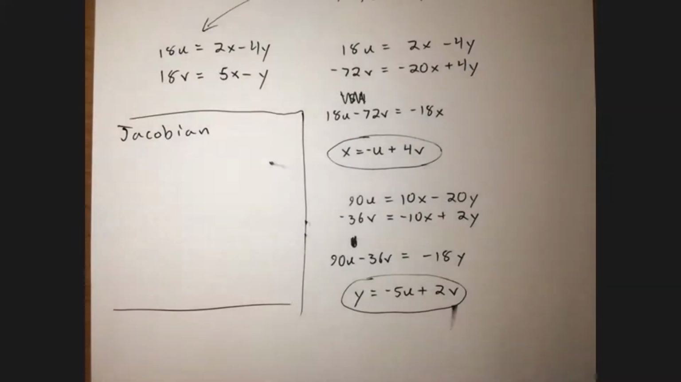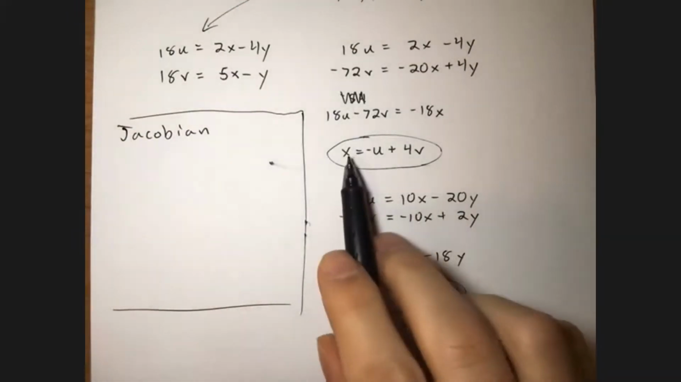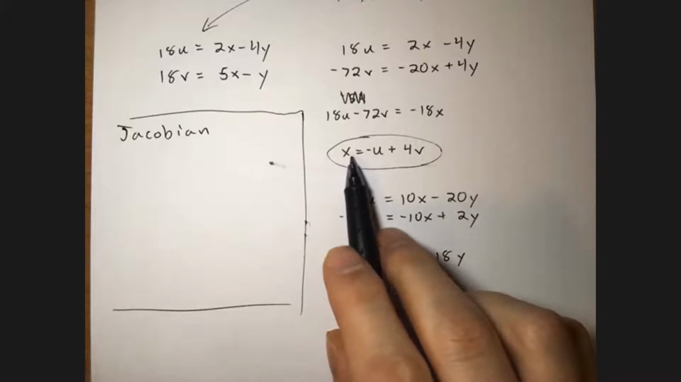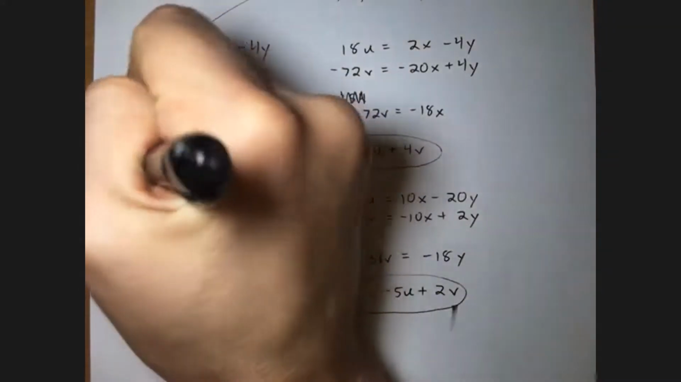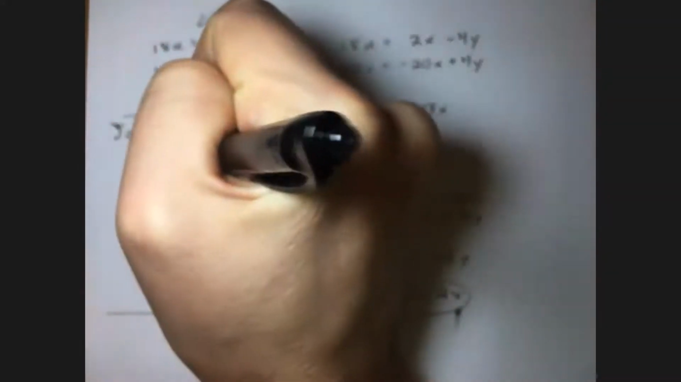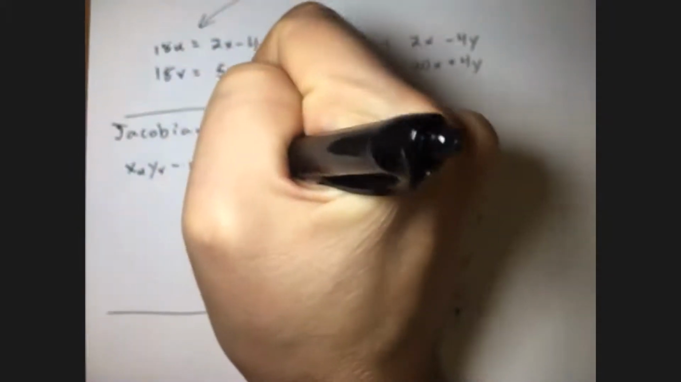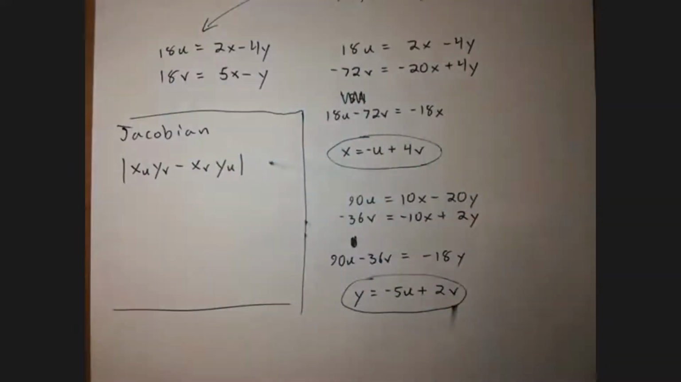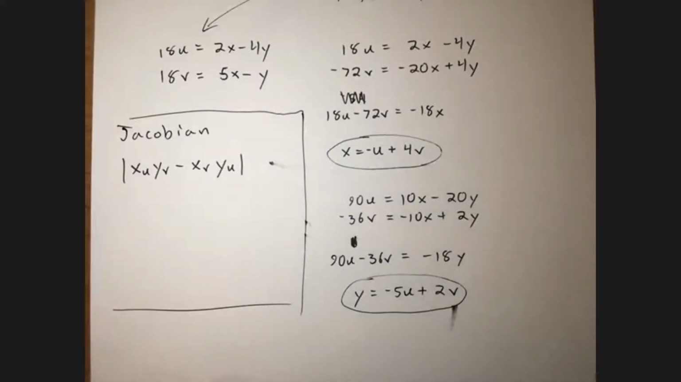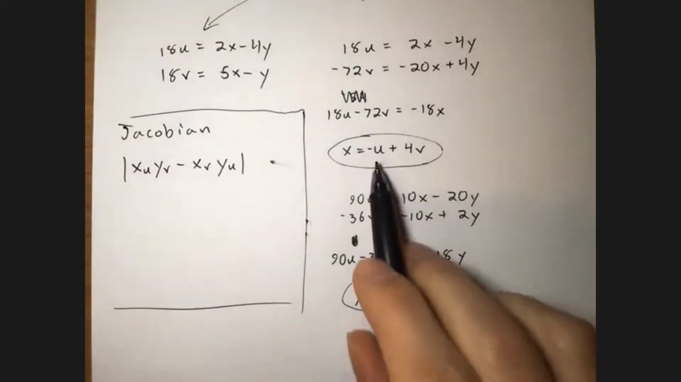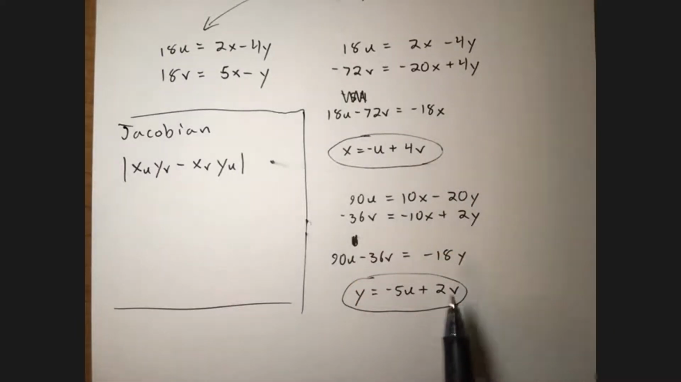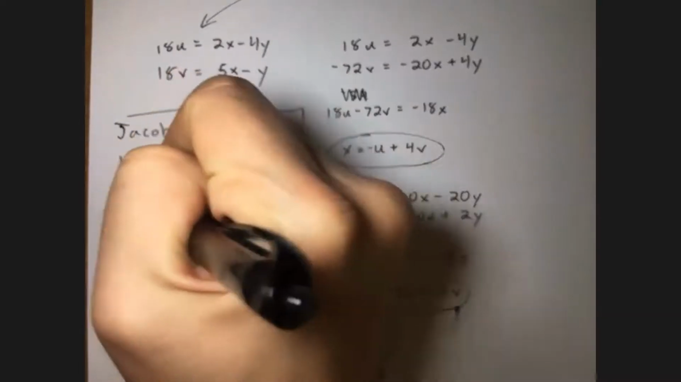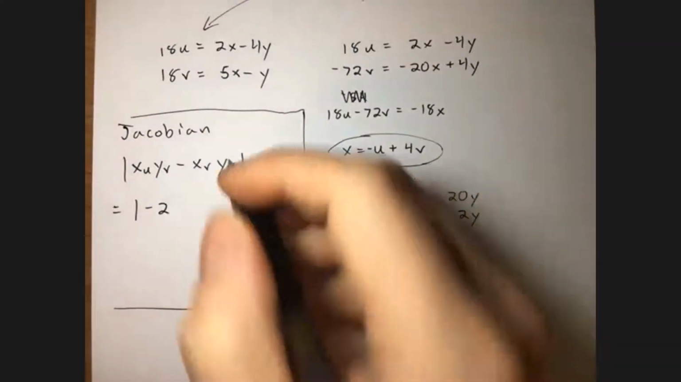The Jacobian is, what we do is we take xu times yv minus xv times yu, and we take the absolute value of that, right? So xu is negative 1, yv is 2. So I have negative 1 times 2, negative 2.